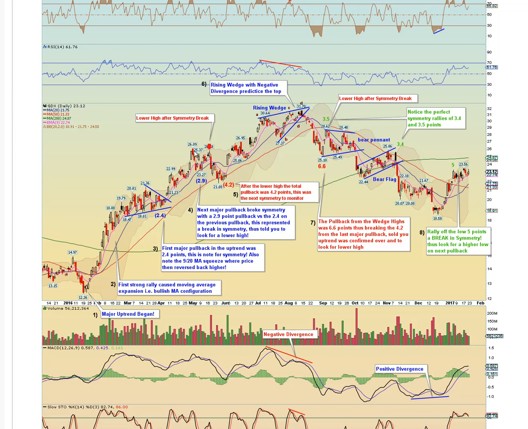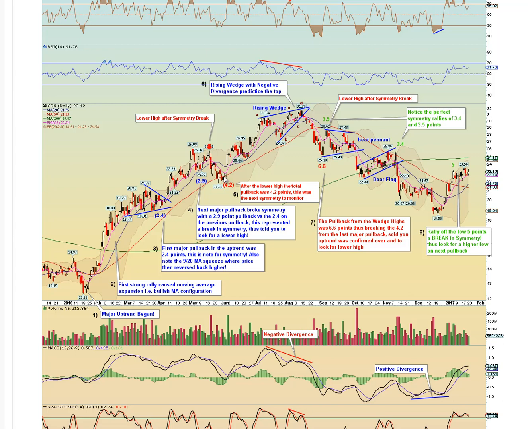Then you rallied and formed another high. Then this pullback from here to here was $2.90, 50 cents higher than this. That's a clear break in symmetry. It said, hey, you broke symmetry, so look for the next rally bounce to form a lower high. That's what occurred right here. It formed a lower high. Very useful information. One could have shorted or exited GDX if you were long.